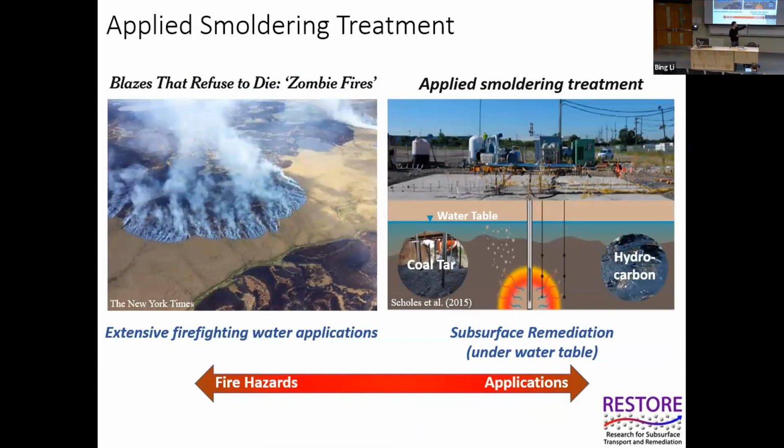So basically, in this context, coal tar and hydrocarbons are the fuel, like the charcoal for the barbecue, for the smoldering here. And the process is quite straightforward. You figure out where the contaminants are, and then inject hot air to ignite them. As you can imagine, once the contaminants are burning, the smoldering will spread following the injected airflow, destroying contaminants. It goes until the whole site is clean.